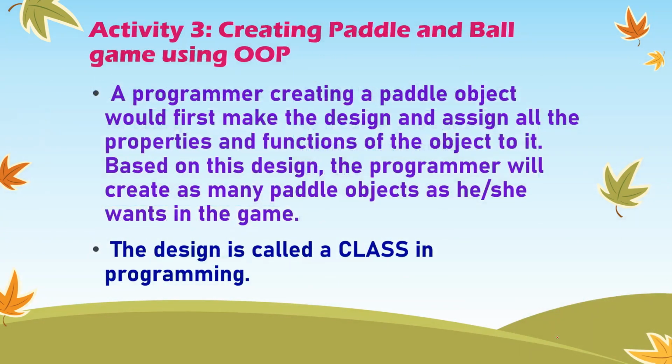So activity number 3. Till now we discussed 2 activities. The first activity was to add the comment. The second activity was in which we discussed object oriented programming. Now the third activity is creating a paddle and ball game using object oriented programming. Now you understand what object oriented programming is: everything is an object that has properties and functions. To check whether you understand properly, we are going to create the paddle and ball game, that is nothing but a ping pong game, right?